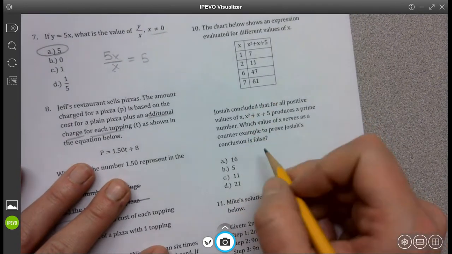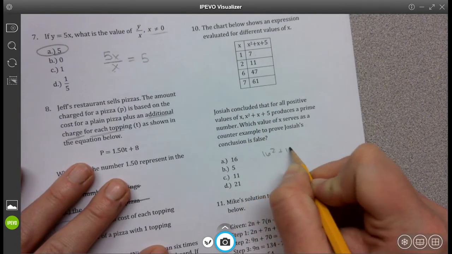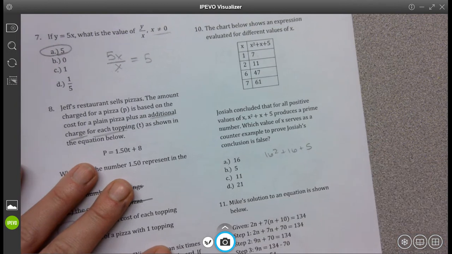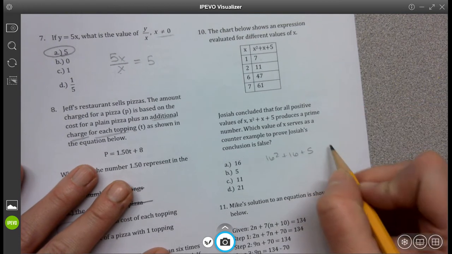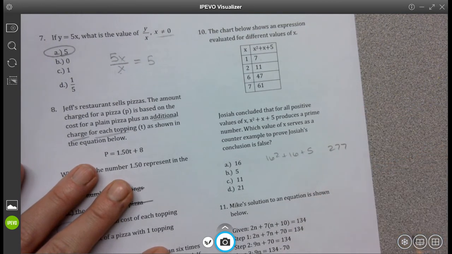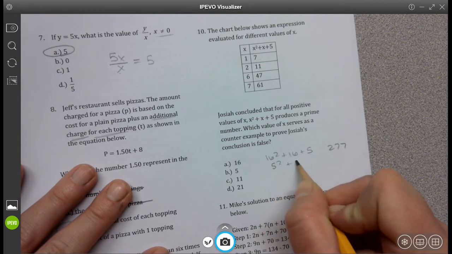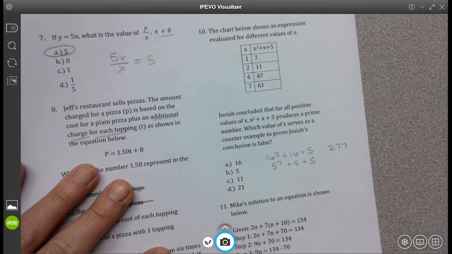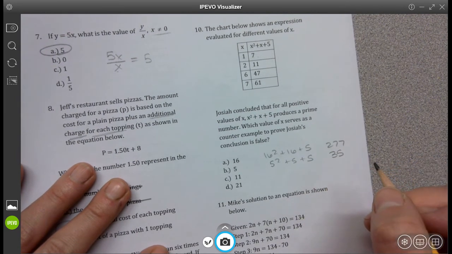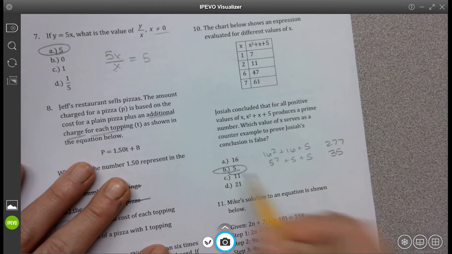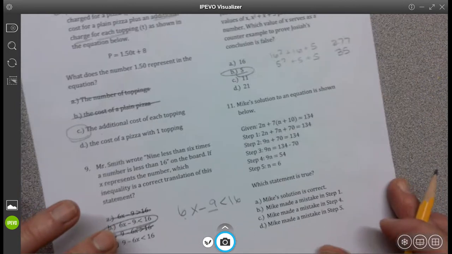So if I plug in a 16 into that equation, do I get a prime number? Using my calculator, I get 277. Yep, that's a prime number. So that would not be a counterexample. If I substitute in 5, what do I get? 5 times 5 plus 5 plus 5. 35. Is that a prime number? No. So this is our counterexample. It goes against the pattern.